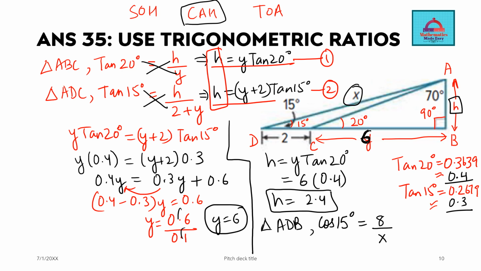Now to get your x, you have to cross multiply, use the value of cos 15. So x is going to be 8 divided by cos 15, which is going to be 8 divided by 0.965. Simplify, and this comes out to be equal to 7.8 on rounding off. Okay, so that's how you reach the value of x.